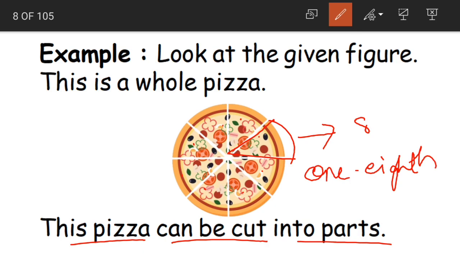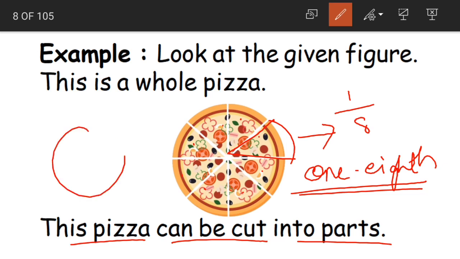1/8. Understood, children? Next time when you get a pizza for eating, when you cut it, explain it to your family as well. Say that I want 1/8 of a pizza. Or when the pizza is divided into 4 pieces, say that I want 1/4 of a pizza.